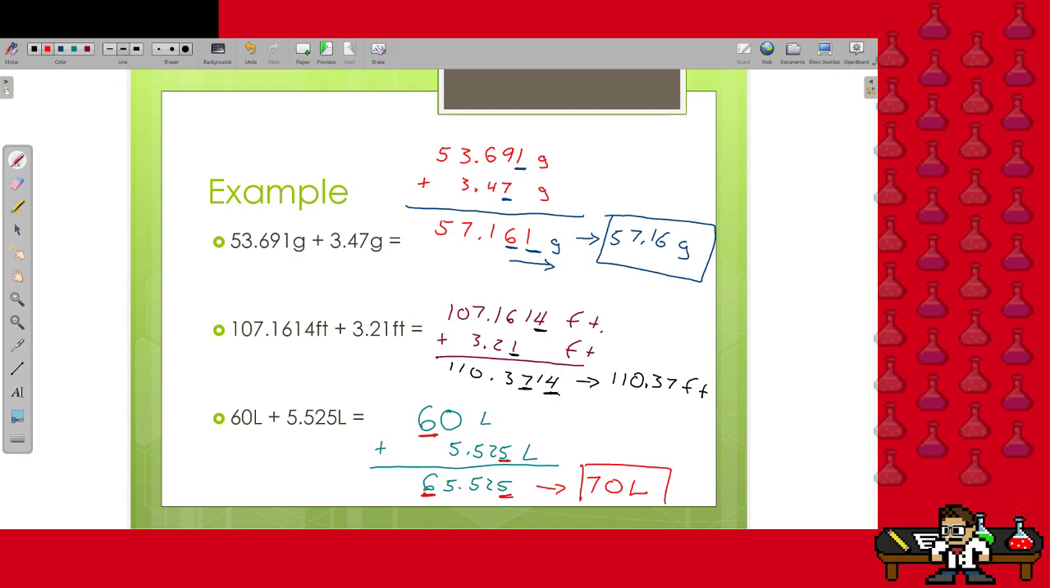Now this works the same for subtraction as well. We didn't do a subtraction problem here, but subtraction should work the same way, and then we will have some subtraction problems that we'll do in class.